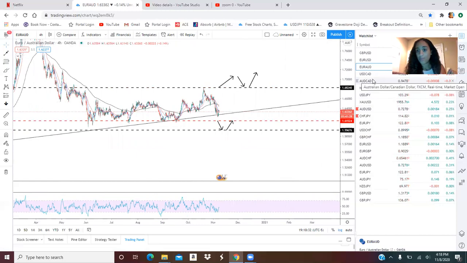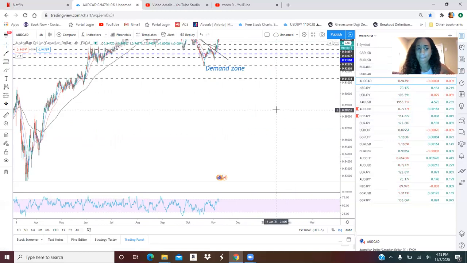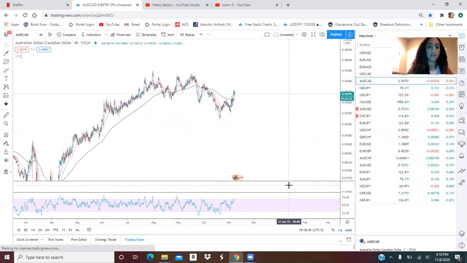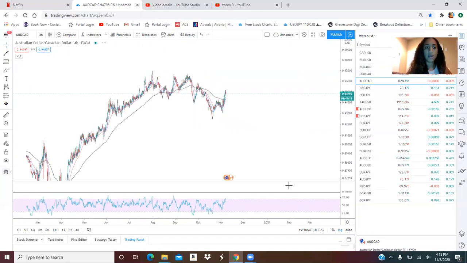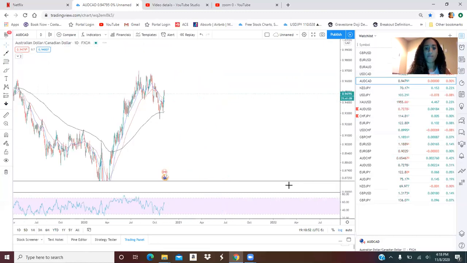But one more pair, guys, and I'm going to let you go. What is AUD/CAD doing? Let me go ahead and clear this off here. So AUD/CAD, let's go to the day chart. It's the last one I'm going to mark up.